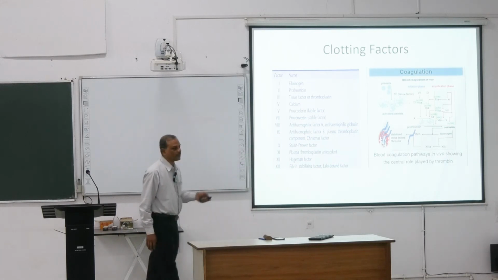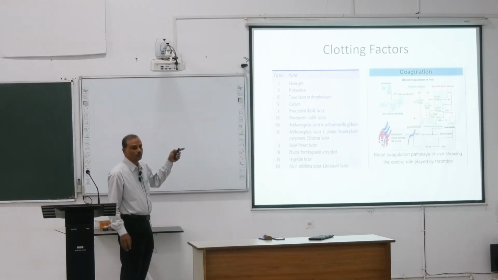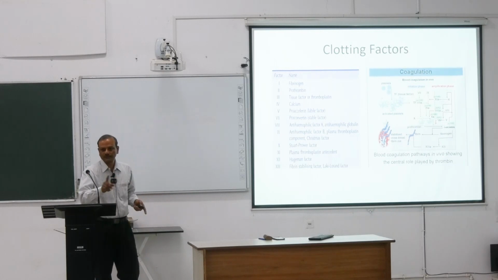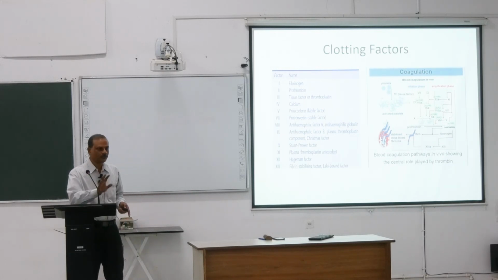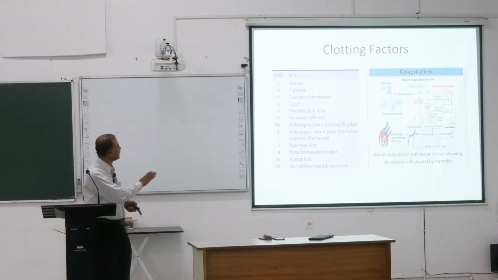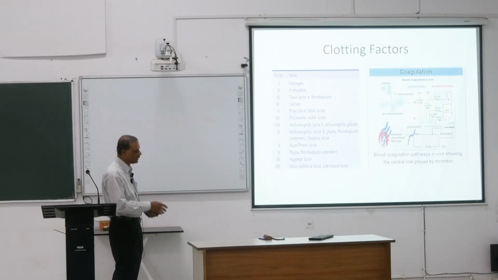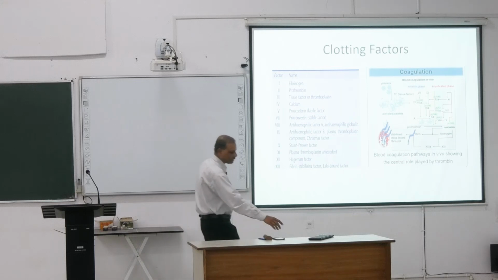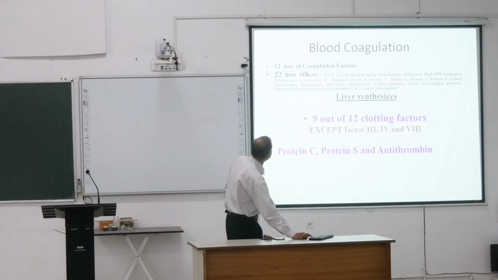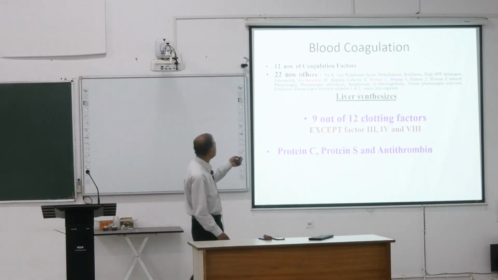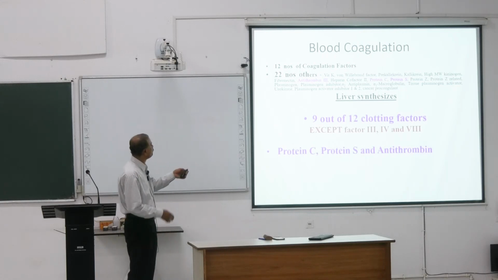Another part is clotting factors. Have you been told about this in the physiology class? You have been told, so you know this thing. There are basically 12 clotting factors, and I did not elaborate on these then. I will tell something else. Blood coagulation basically involves 12 coagulation factors, but there are 22 other factors which are also involved in blood coagulation.